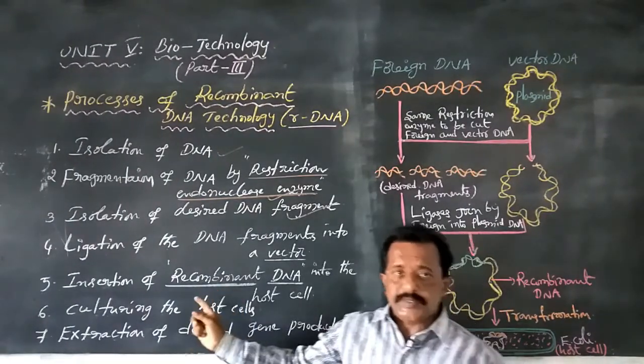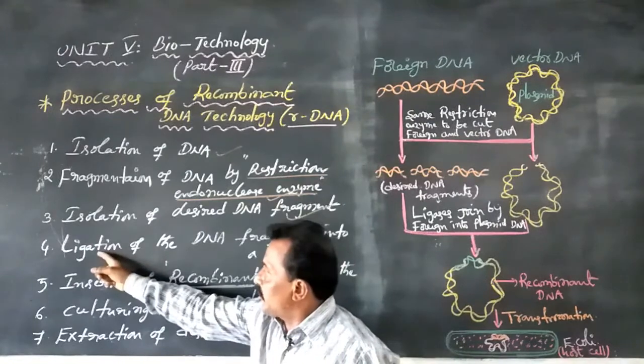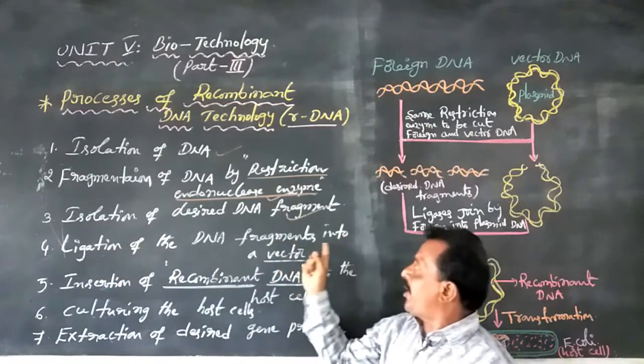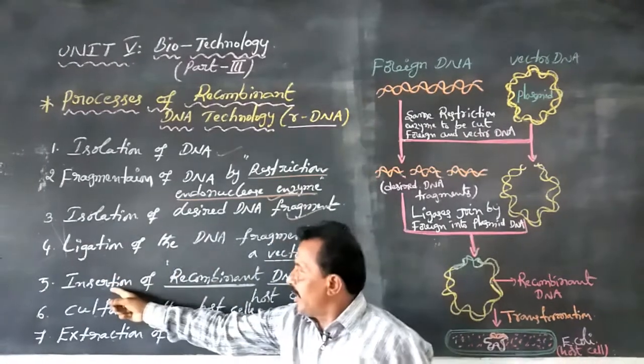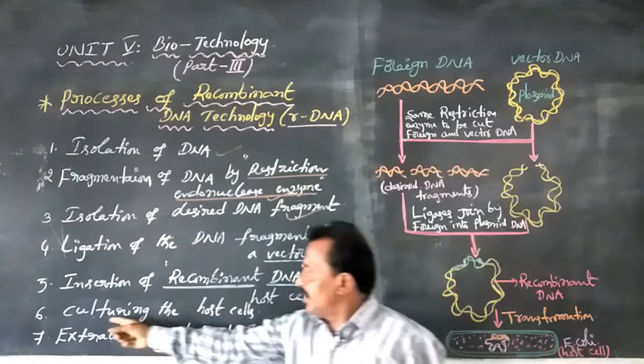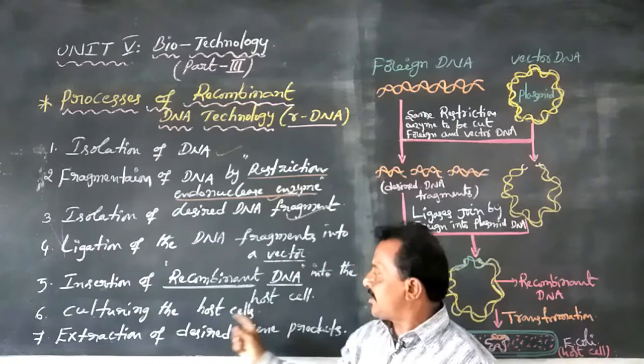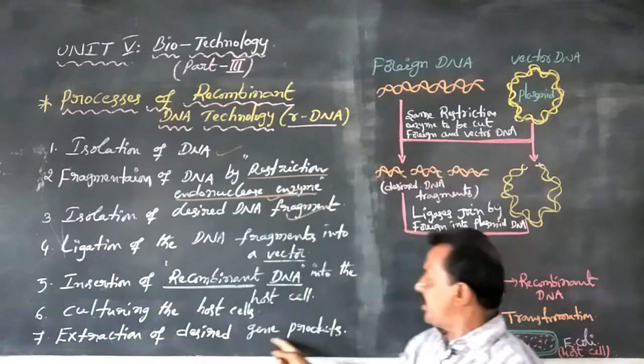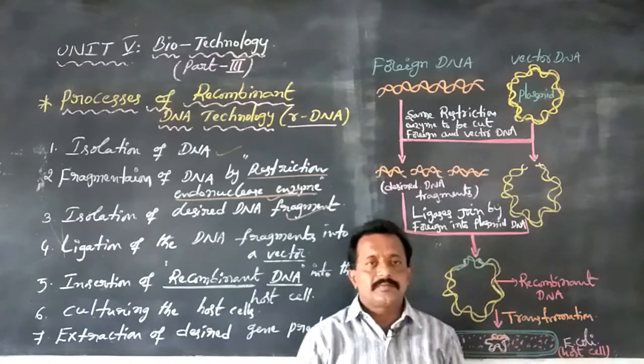So those four steps are here. First one, ligation of the DNA fragments into a vector. Next one, insertion of recombinant DNA into the host cell. Next one, culturing the host cells. Next one, extraction of desired gene products.